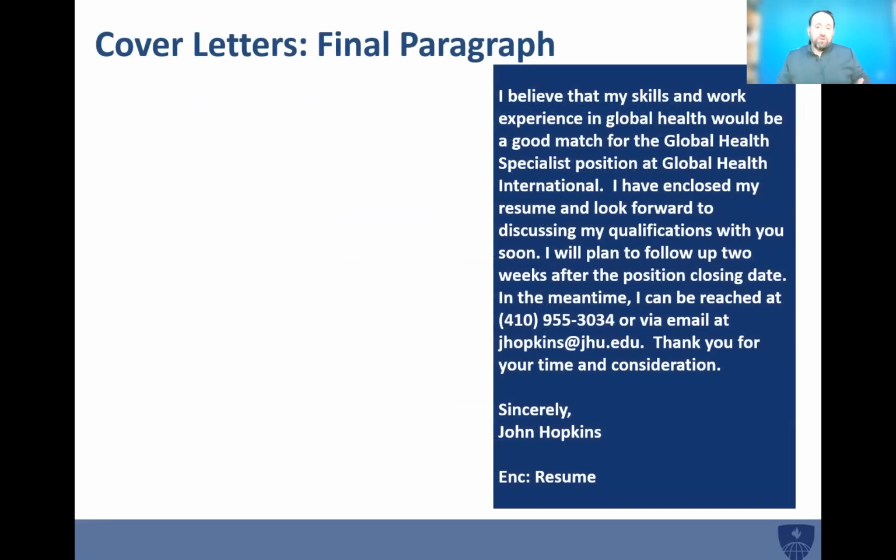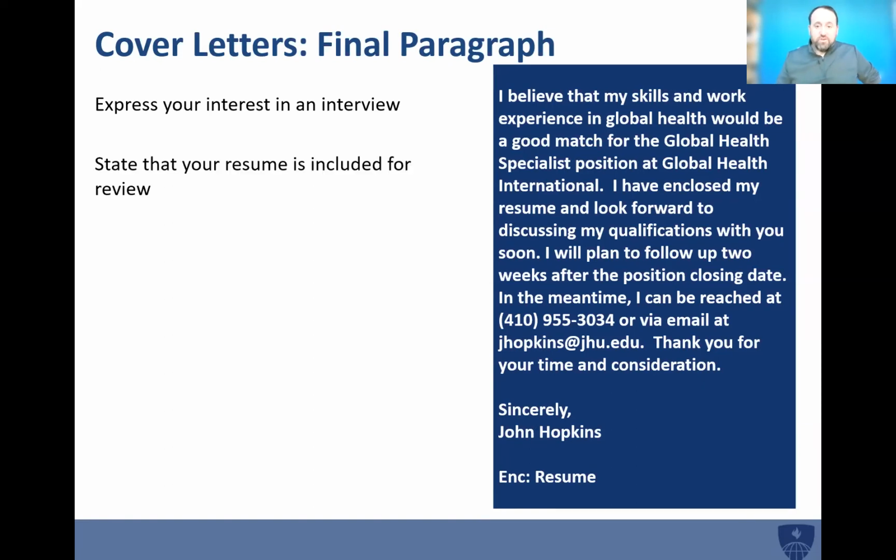And then the final part of your cover letter, so your final paragraph. This is where you want to express your interest in wanting to move on to the next stage of getting an interview. You want to state again your resume is included for their review. You want to name what your follow-up action is going to be. So some of this might be that I'll follow up with an email 2 weeks after the position closes. If there's no date of when the position closes, I'll follow up two weeks after this has been submitted.